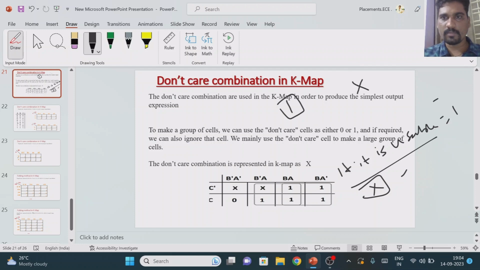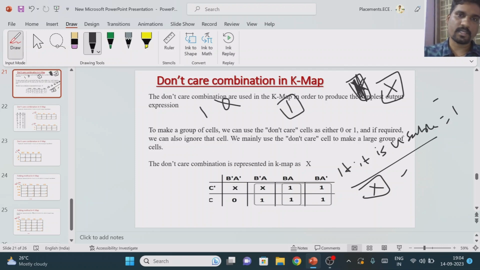So if it is a don't care combination, if it is useful for you in terms of the minimization, then you consider it as 1, right? Like this we can consider. Suppose you feel it will never be useful for minimization in your K-map, then you leave it as it is. Remember two points: if it is useful, you consider it as 1; if it is not useful, you consider it as a neglected value, right? So this is in the case of the SOP function, right?